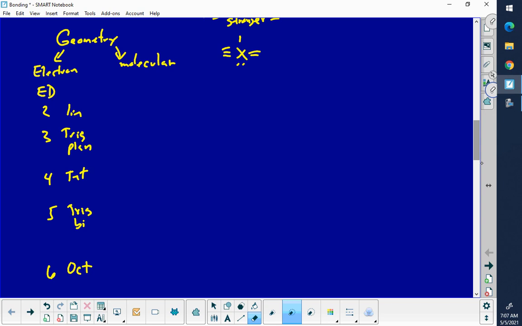Now, my electron domains are really made up of bonding domains, meaning bonds, plus non-bonding domains, meaning unshared pairs. So in my linear, I'm going to have 2, 0. When I have 3 electron domains, I can have a 3, 0 or a 2, 1. Tetrahedral: 4, 0, 3, 1, 2, 2.